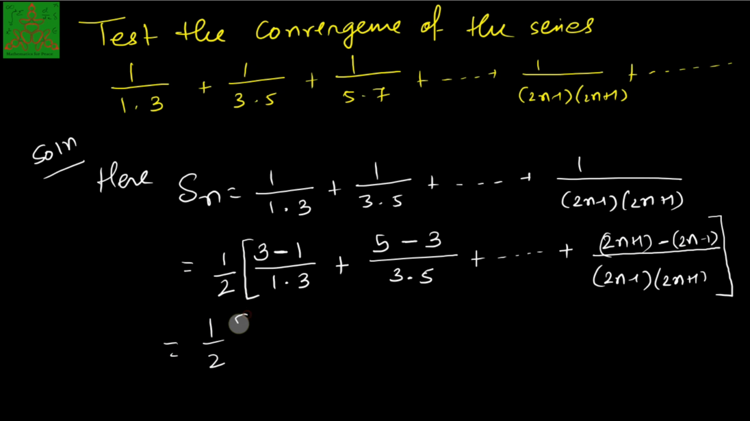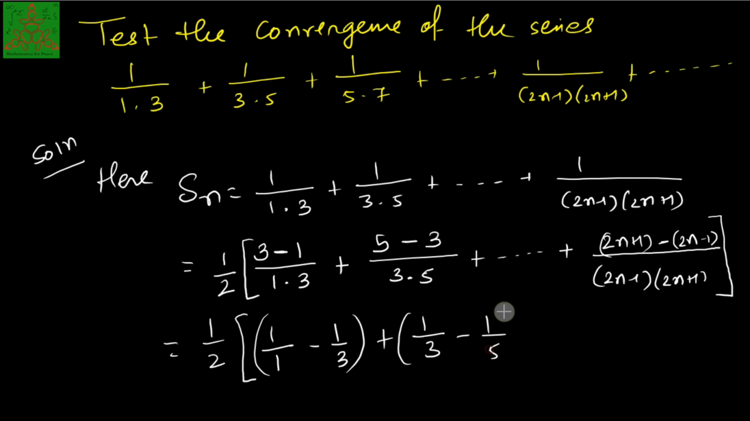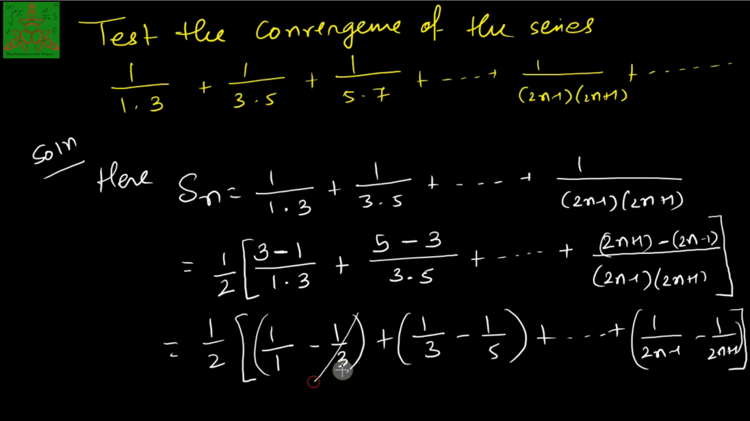So if I take the partial fractions, this gives me 1 upon 1 minus 1 upon 3, which is the first term. Plus 1 upon 3 minus 1 upon 5, and so on, up to 1 upon (2n minus 1) minus 1 upon (2n plus 1). Observe what we get here. This minus 1 by 3 cancels with the 1 by 3, this 1 by 5 cancels with the next term, and this 1 upon 2n minus 1 cancels with the previous term. So what is left is 1 minus 1 upon 2n plus 1.